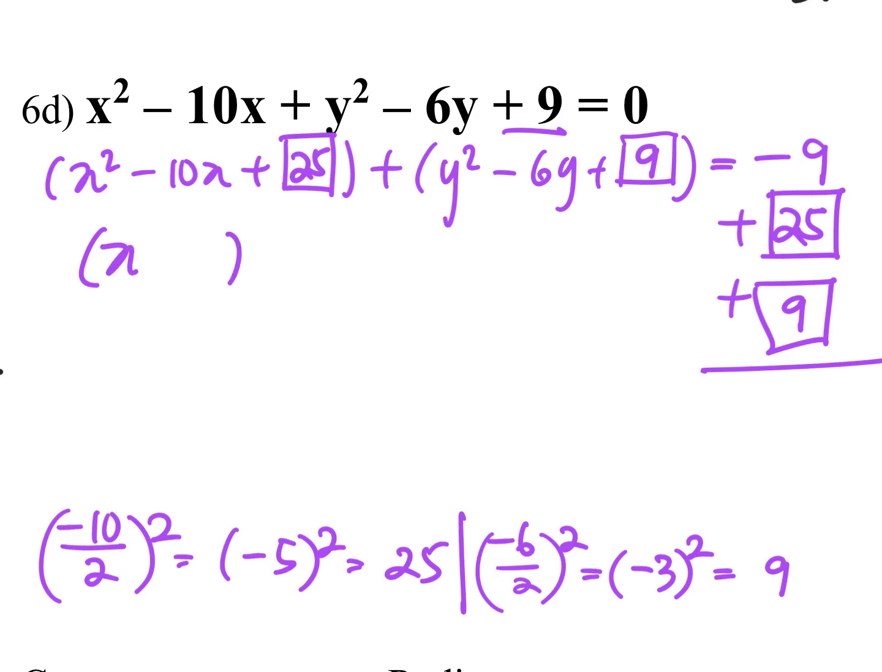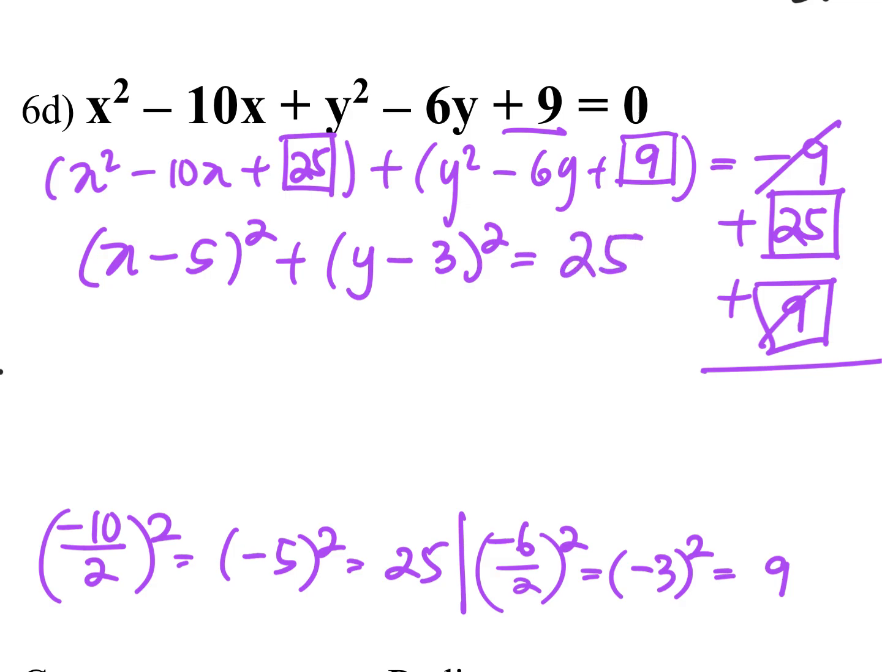X, and then the factor of 25 is going to be 5. That's going to be minus, squared. The factor of my y squared is y. And then this is going to give you 3 minus 3, and then squared. Now, looking at the left side, negative 9 and 9 will be cancelled because they are opposite signs. So you're only going to have 25.